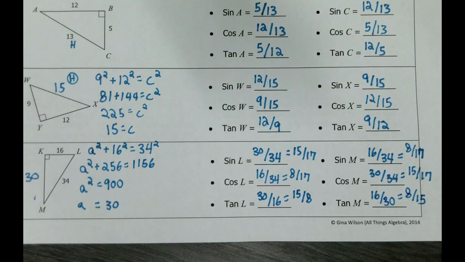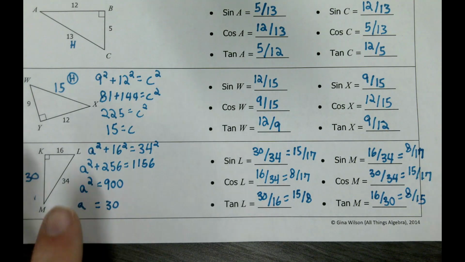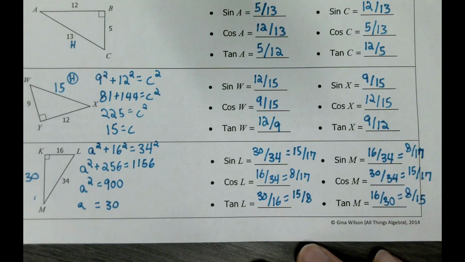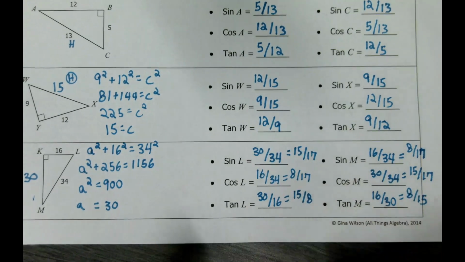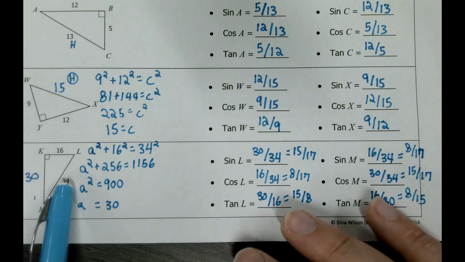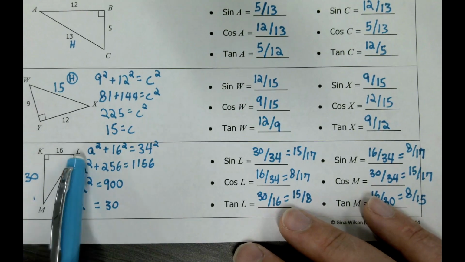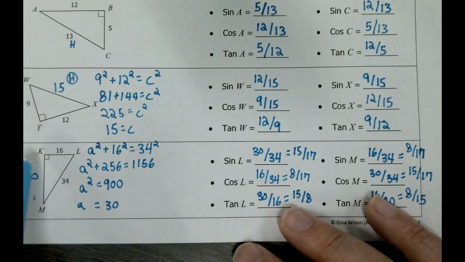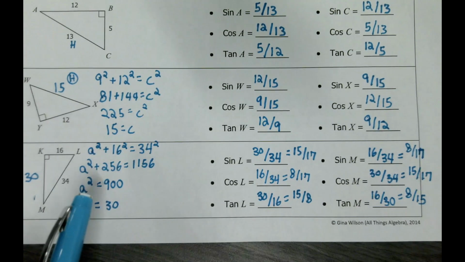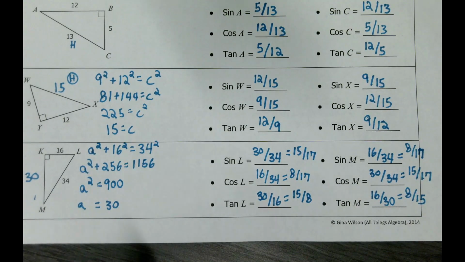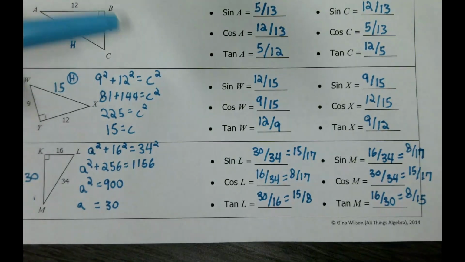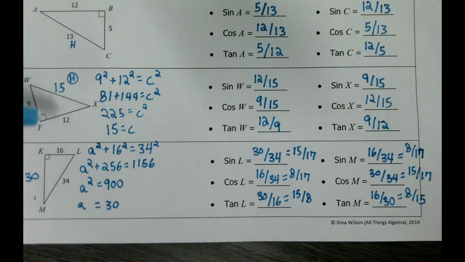So again, these are just identifying the trig ratios, being able to pull the numbers themselves from the triangle. Again, a lot of it's going to come down to opposite, adjacent, and hypotenuse. As long as you can identify the hypotenuse, the opposite is going to be directly across from that angle, and adjacent is going to be next to it. So again, we're going to continue practicing this, and then we'll use this stuff to help us find missing sides of triangles.